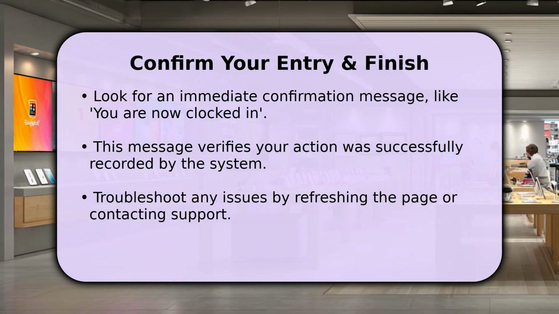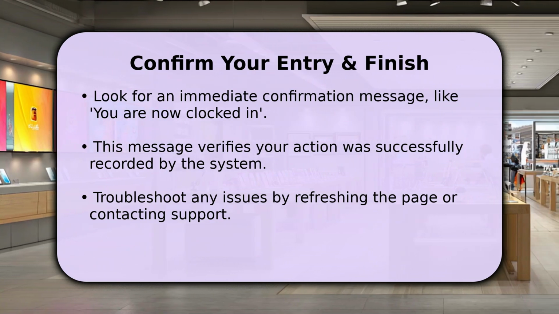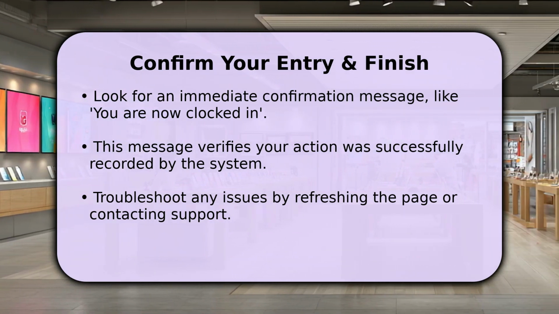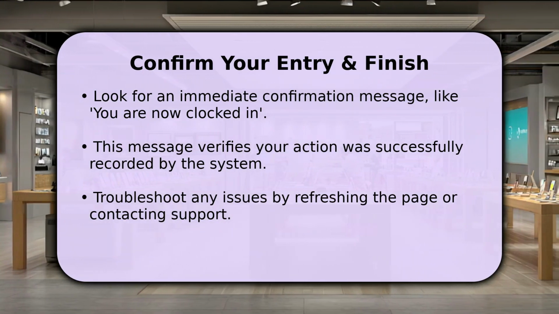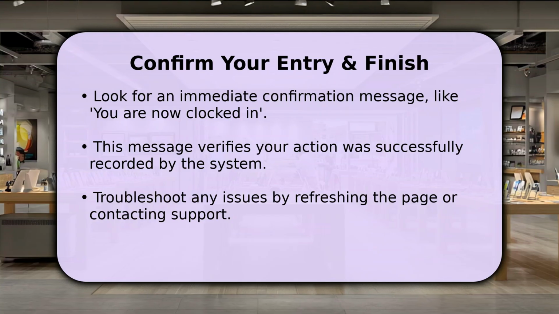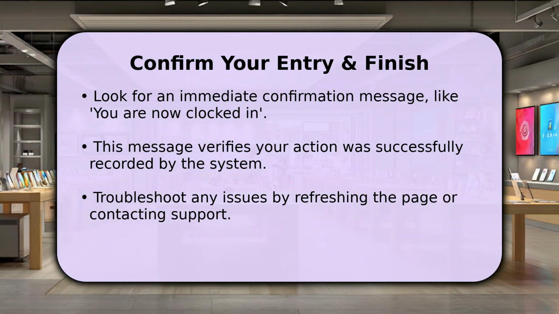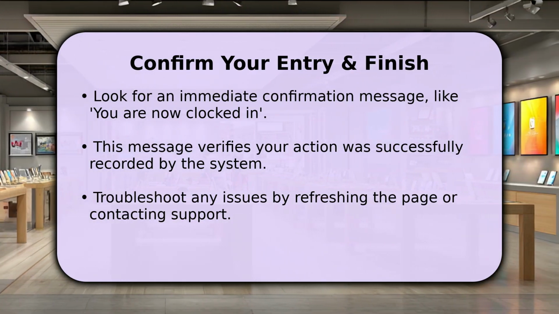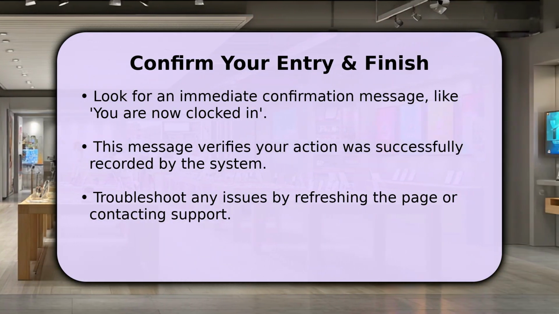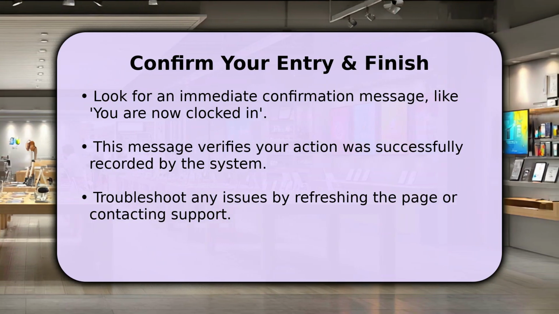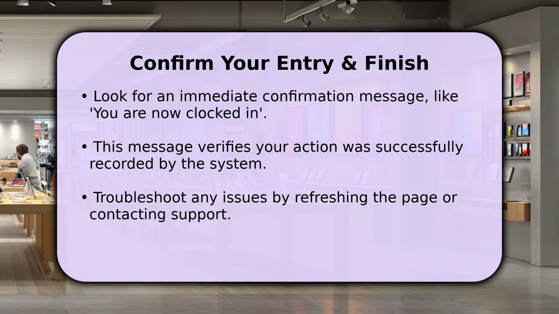Always wait for a confirmation message to appear after you click to clock in or out. This small message, often a green banner or a pop-up, confirms that your time has been successfully recorded in the system. If you do not see a confirmation, try refreshing the page or checking your internet connection. If issues persist, reach out to your HR or IT support for assistance. A confirmed entry means your workday is tracked accurately and completely.